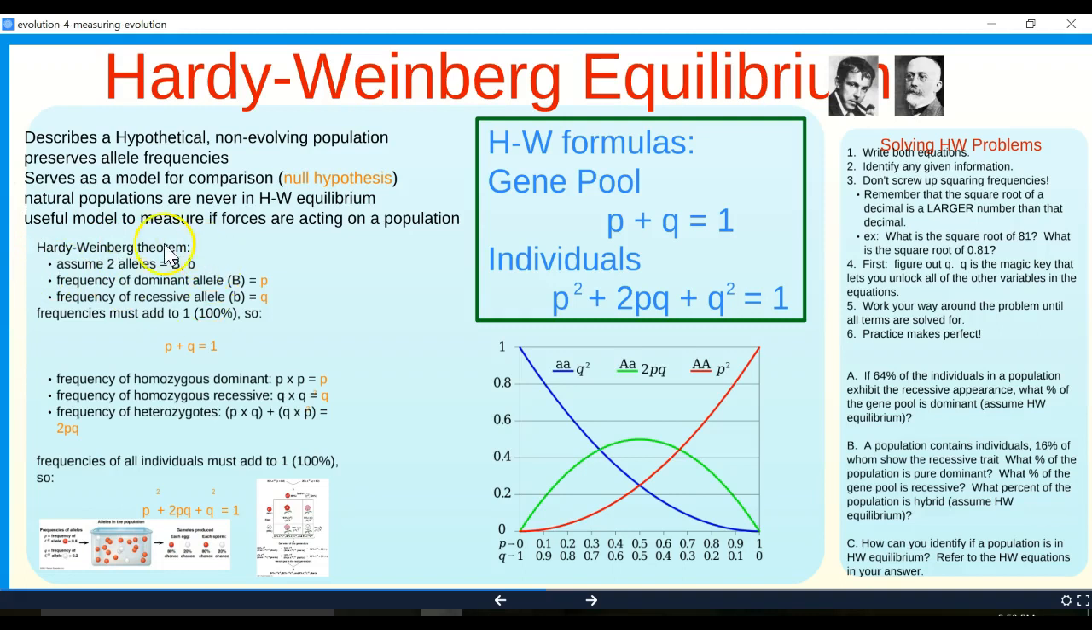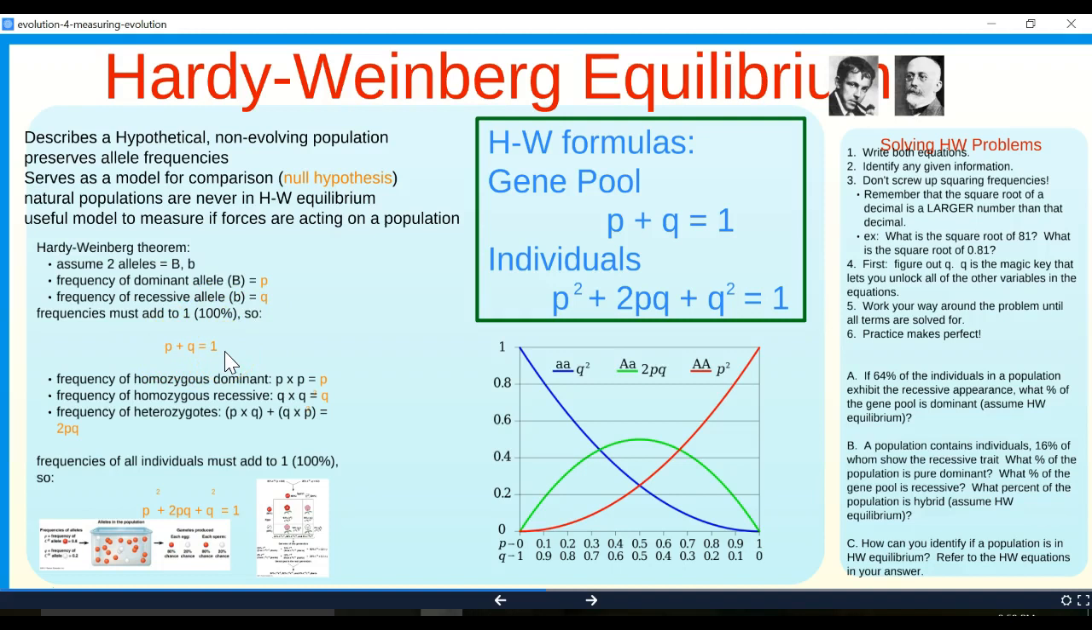So this is important. The Hardy-Weinberg theorem assumes that there are only 2 alleles. So you've got both the dominant allele and the recessive allele. And so we represent the frequency of the dominant allele as the letter p. We represent the frequency of the recessive allele as the lowercase letter q. Now, frequencies have to add up to 1 or 100%. So we know that p plus q equals 1.